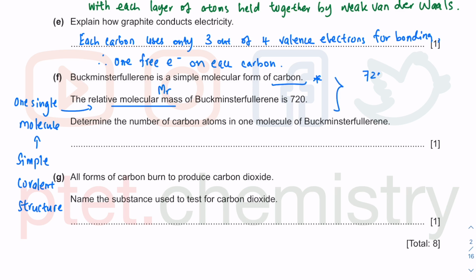So 720 divided by 12. Press that into your calculator and you get 60. So this means the number of carbon atoms is just going to be 60.